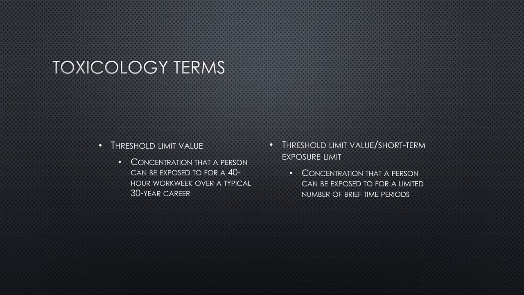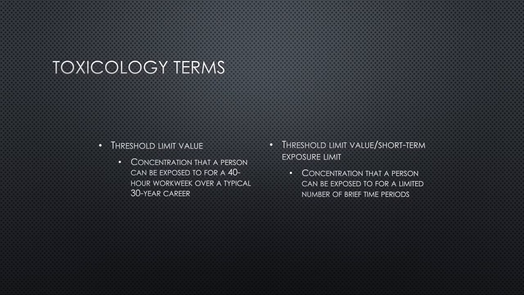Toxicology terms. You have your threshold limit value. Threshold limit value is the maximum concentration of toxin that someone can be exposed to for a 40-hour work week over a typical 30-year career. So if you're working in a situation where there's a lot of chemicals, you would want to know what your threshold limit value is. You might want to see if there are any other jobs available, if they're trying to determine how much of this chemical you can be exposed to over 30 years. But if you have no other options, that's what you're going to have to know: the maximum concentration of toxin that you can be exposed to for a 40-hour work week over a 30-year career. So don't work any overtime.